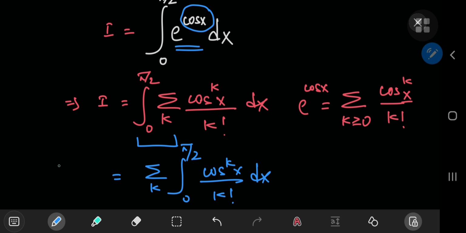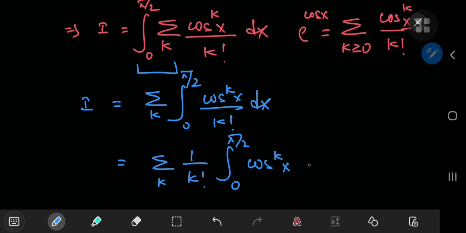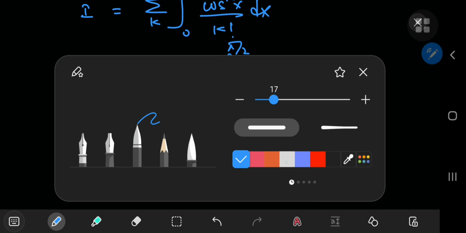Now this is actually quite useful because as far as integration is concerned, the k is a constant, so you can take it outside of the integral. So we have the sum over k of 1 by k factorial times the integral from 0 to pi by 2 of the cosine to the k of x. Now we can make use of a reduction formula here.